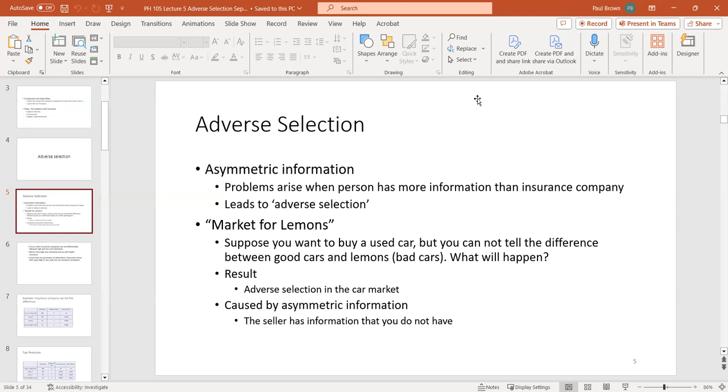If you don't know if the dealer's lying, but they're always going to say, no, this is a good used car, what you might do is say, well, okay, I'll just split the difference and pay $7,500. Now, if this is a good used car, will the dealer sell it to you for $7,500? No. The dealer will know this is a good used car, so the dealer won't sell it to you, because you're never going to be willing to pay $10,000 for it.